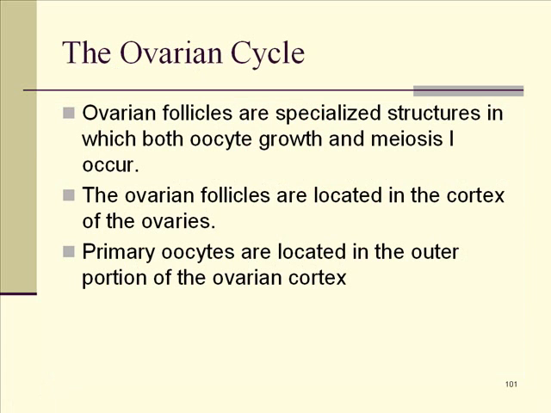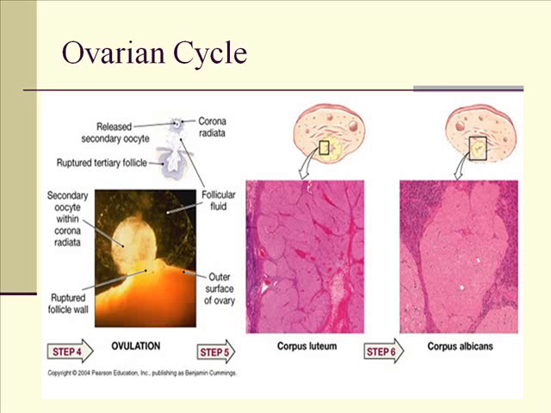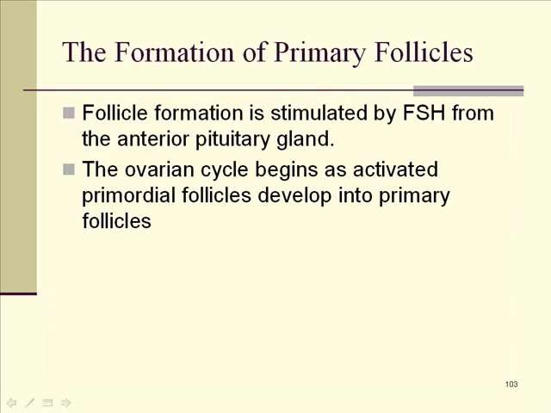The ovarian follicles are located in a portion of the ovary referred to as the cortex. Primary oocytes are located in the outer portion of the ovarian cortex. And then during the ovarian cycle, the process of ovulation, we'll see the development of the secondary oocyte, corpus luteum, and then the follicle formation and stimulation by the follicle stimulating hormone. Follicle stimulating hormone again comes from the anterior pituitary gland.